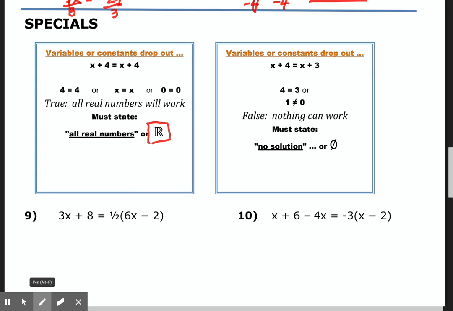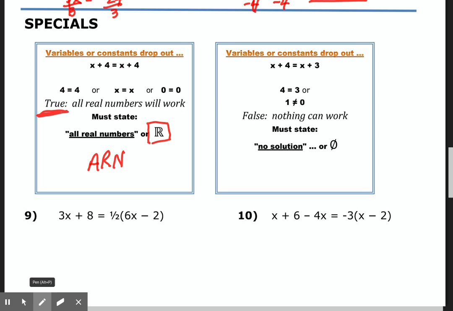Another thing that I do sometimes is just do A-R-N for all real numbers. That's just a little way of doing that. So let's take a look over here at, so this is true. So if the left side is equal to the right side, it's true, which means all real numbers.